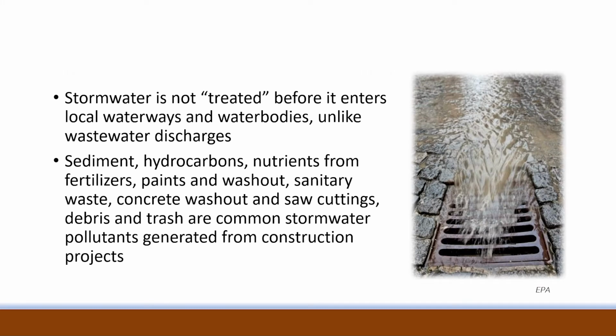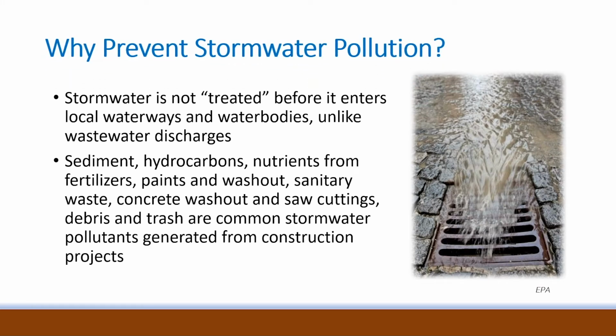Why prevent stormwater pollution? In Iowa City, stormwater is not treated at a wastewater treatment plant before it enters local waterways, streams, rivers, and lakes. Sediment, motor vehicle leaks, fertilizers, paint washout, sanitary waste, concrete washout, and saw cuttings, and even trash and debris are common pollutants found in stormwater discharge from construction sites.